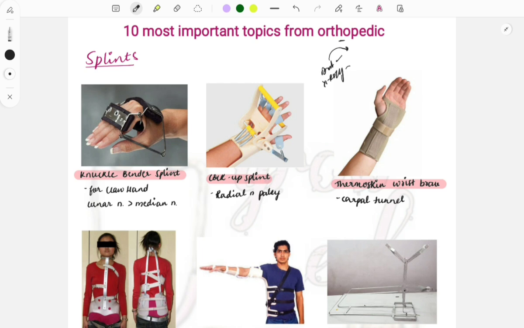and the most important question is the splint. Questions are asked on the splint, so we will discuss the splint, what kind it is and why it is used, along with the images.